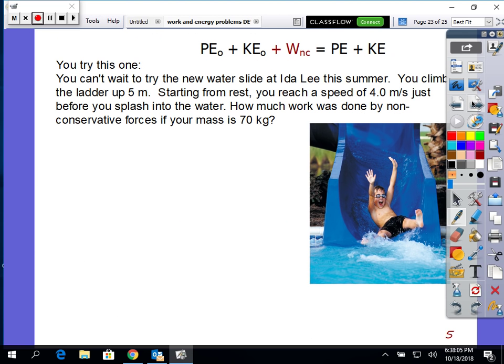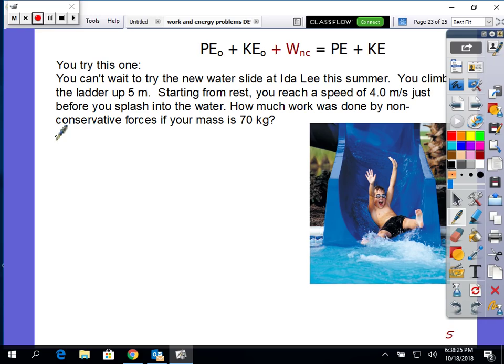Let's try another one. You can't wait to try the new water slide at Idly this summer. You climb the ladder up 5 meters. Starting from rest, you reach a speed of 4 meters per second just before you splash into the water. How much work was done by non-conservative forces if your mass is 70 kilograms?